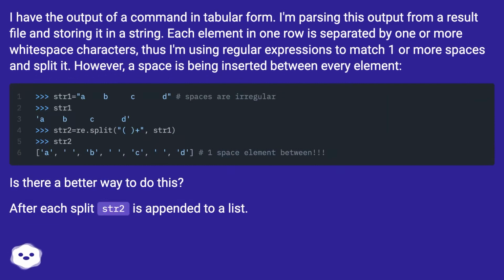Each element in one row is separated by one or more whitespace characters, thus I'm using regular expressions to match one or more spaces and split it. However, a space is being inserted between every element. Is there a better way to do this? After each split, str2 is appended to a list.